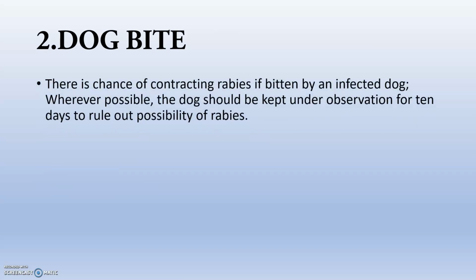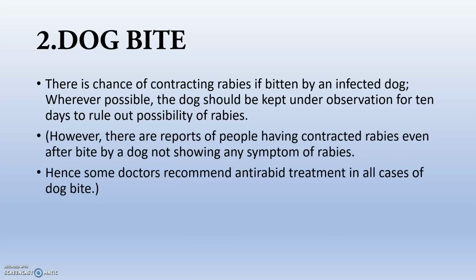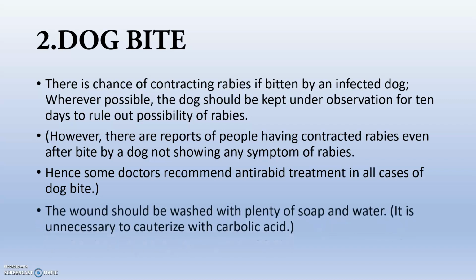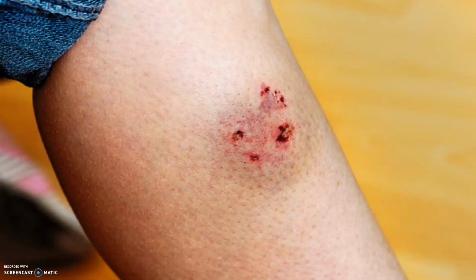So next is the dog bite. There is a chance of contracting rabies if bitten by an infected dog. So the dog should be kept under observation for 10 days to rule out the possibility of rabies. Hence some doctors recommend anti-rabies treatment in case of all dog bites. The wound should be washed with plenty of soap and water. It is unnecessary to cauterize with carbolic acid. This is actually a dog bite.